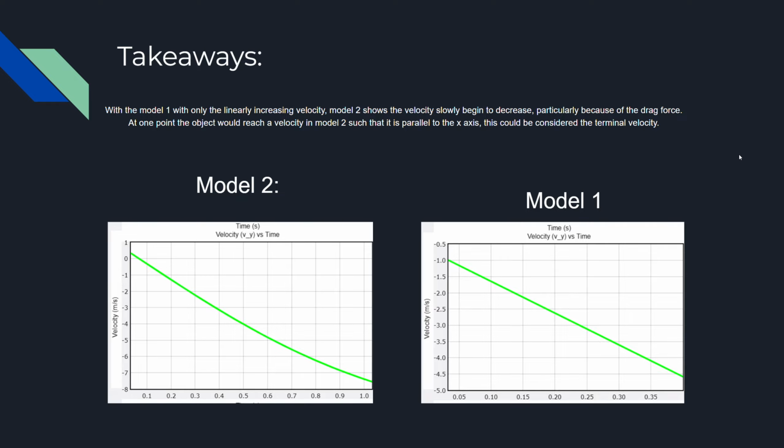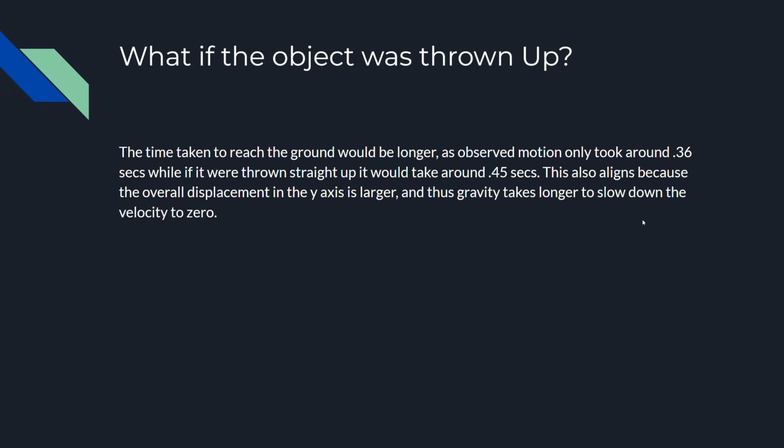Now our takeaways. With model 1, we had just a linearly increasing velocity, and model 2 shows that the velocity slowly begins to decrease. We can see the change in velocity gets smaller and smaller, particularly because of our drag force. So at some point, model 2 would reach terminal velocity, because the velocity would become parallel to the x-axis, and at that point that can be considered the terminal velocity.